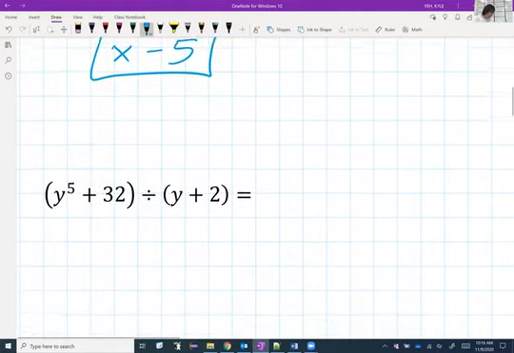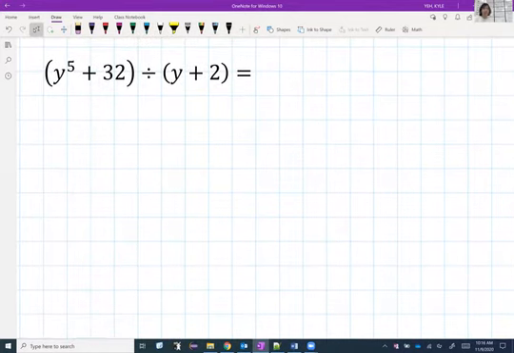All right, here's a fun one. Y to the 5th plus 32 divided by y plus 2. Go ahead, pause the video for just a second and see if you can get the setup correct. See if you can get all the numbers, the coefficients, and the box and everything all set up the way we need to on your own. When you're ready, unpause it and check back.